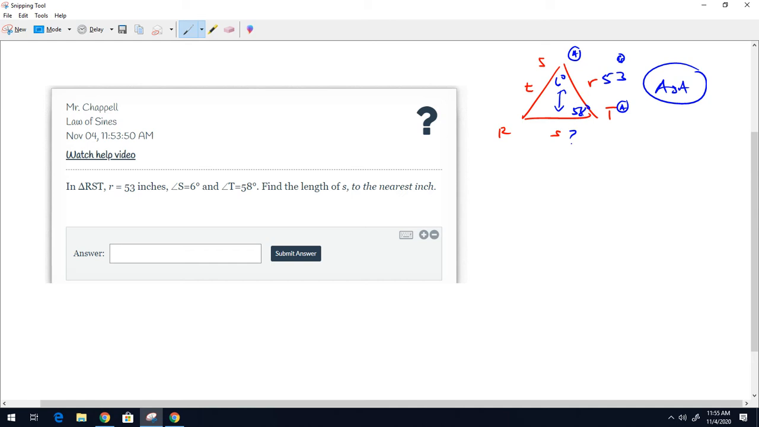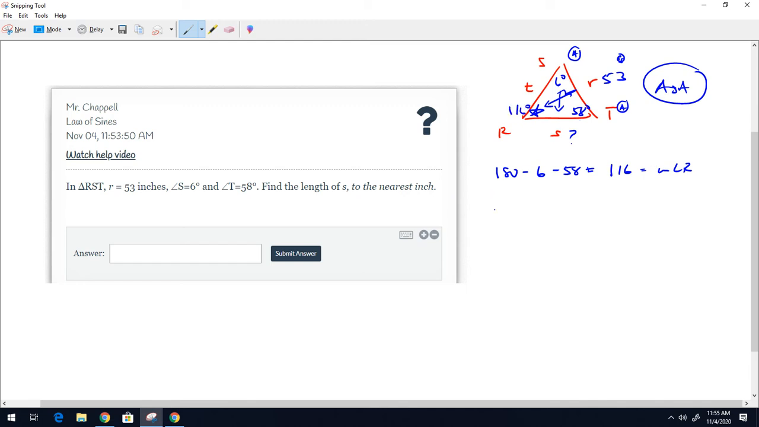Now the problem here though is you have angle T and you don't have side t, and you have side r but not angle R. However, because you have been given two angles, you can find angle R first and then use the r's as well. So to find angle R, I'm going to do 180 minus 6 minus 58. Those are the two angles I know, right? That is 64. 180 minus 64 is 116. This is the measure of angle R, 116 degrees.